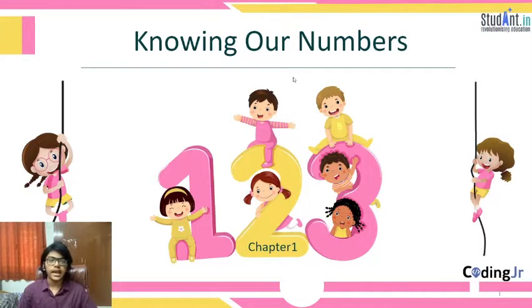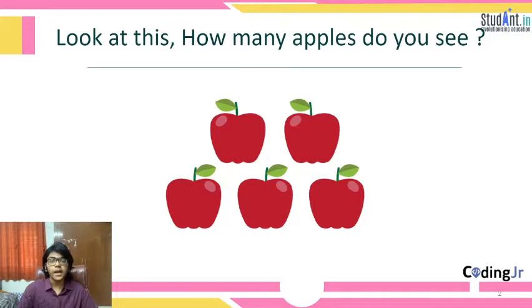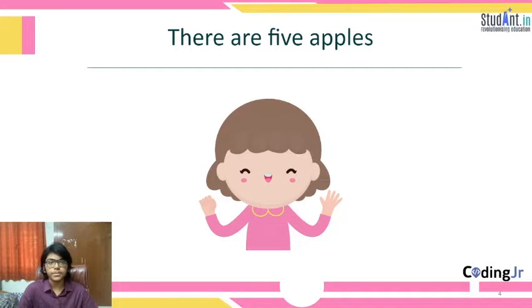And with the power of mathematics, we can do anything. Every amazing scientific invention is made because of these numbers. So let us begin. Let's look at this image here. How many apples can you see? There's 1, 2, 3, 4, 5. So there are 5 apples.